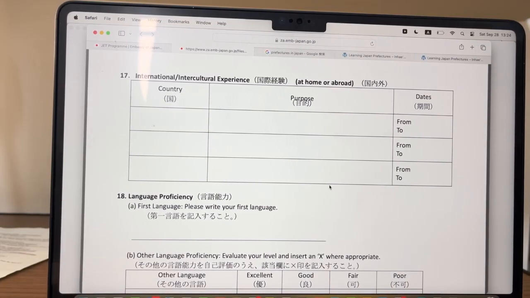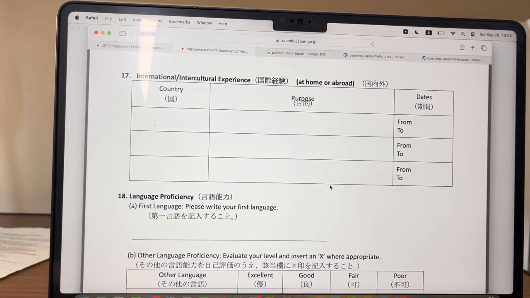Looking at number 17, they say intercultural or international experience at home or abroad. If you've ever studied abroad, then you will write the country and the purpose of your study and from which year to which year. But I know that most of us come from very humble beginnings, and going abroad with the JET program will be our first international trip.